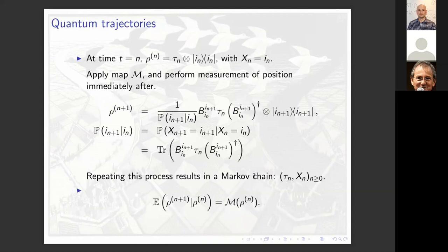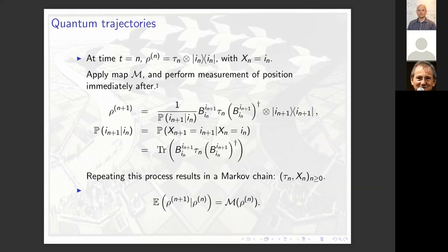Now we discuss quantum trajectories. These quantum trajectories are a nice way to simulate the open quantum walk as a classical process. So what is happening here at some time t equal to n, you can think of the state at time n as described by this. We have a tensor product, there's tau n, and this outer product there. This index i n is labeling the position of the walker on the graph.